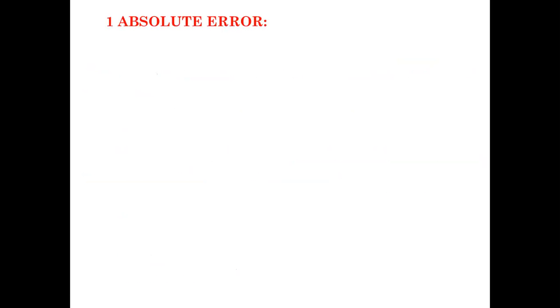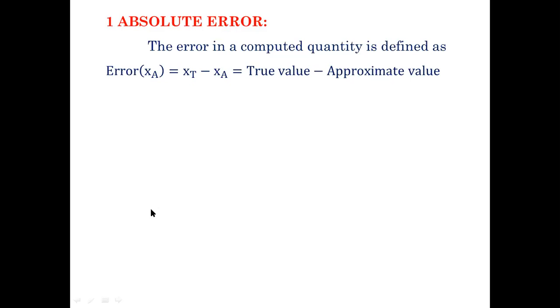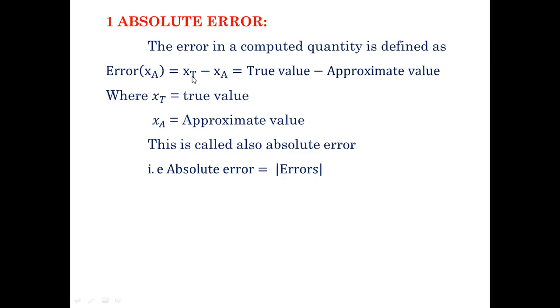The first one is absolute error. The error in a computed quantity is defined as error of xa, equal to xt minus xa, where xt is the true value and xa is the approximate value. This is called the absolute error. The absolute error is the modulus, or the magnitude of the error, meaning we need only the positive value. If the error is negative, we apply the modulus and get the absolute error.